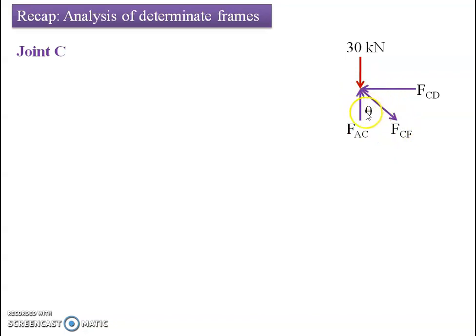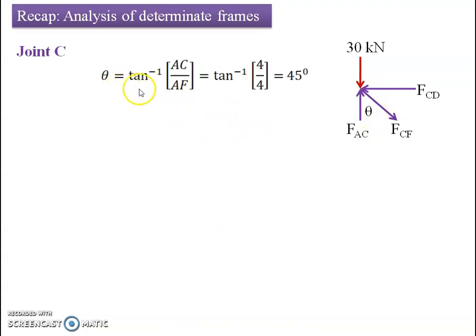These two forces are going to be counterbalanced. Angle theta is the inclination of this member force with reference to the vertical axis I have considered here. So theta can be found out by geometric constants as theta equals tan inverse AC by AF, which equals tan inverse 4 by 4, which equals 45 degrees.